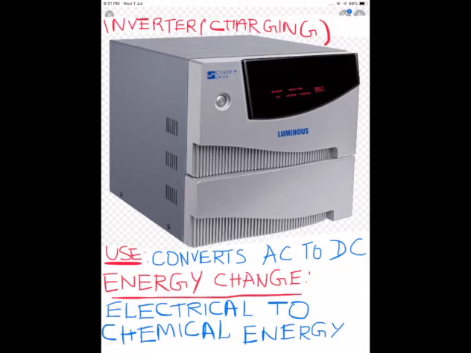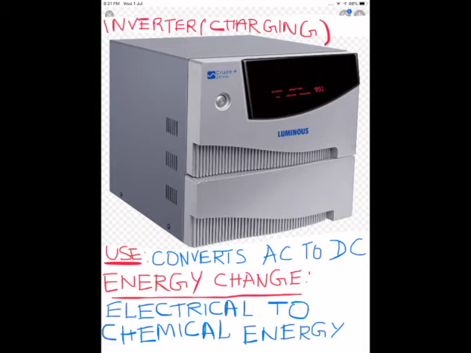What is the use of inverter? It converts AC to DC. What is the full form of AC? Alternating current. It converts alternating current to direct current.